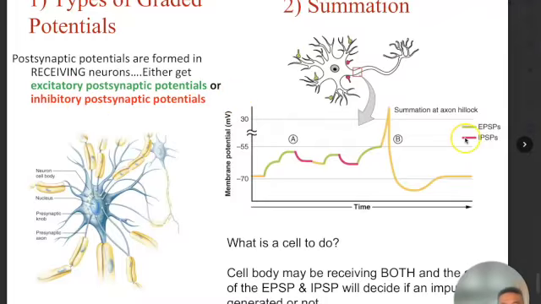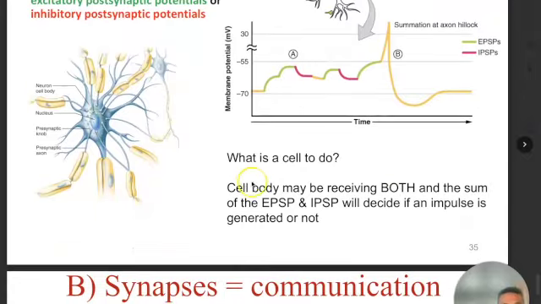Right here we can see inhibitory in red, excitatory in green. So you get a little bit of excitatory, you think you're going to reach the threshold, and then nothing happens. This is called summation, where everything is combined, and then a threshold will be reached. The cell body may receive both, and the sum of the excitatory and the inhibitory postsynaptic potentials will decide whether you will have an action potential or not.